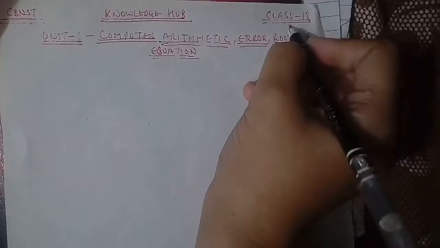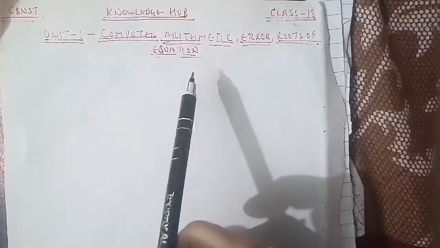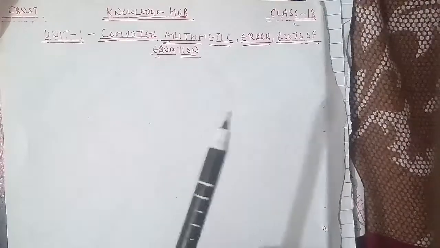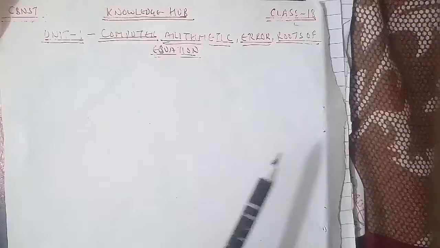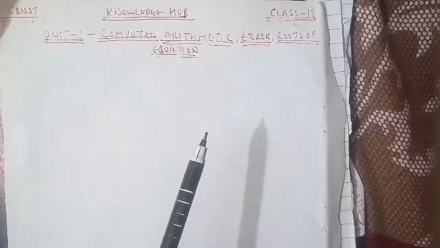This is your CBNST subject class, the 18th class of the session. In the last classes we had started with unit 1, named computer arithmetic, errors, roots of equation, where we covered topics such as the secant method, bisection method, Newton-Raphson method, and the iterative method as well.